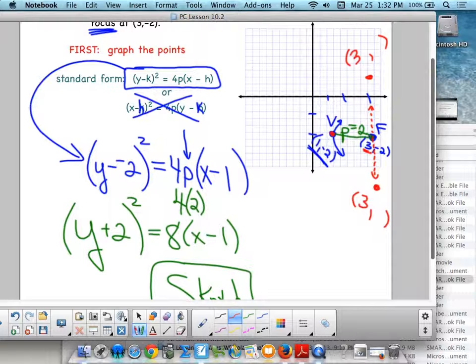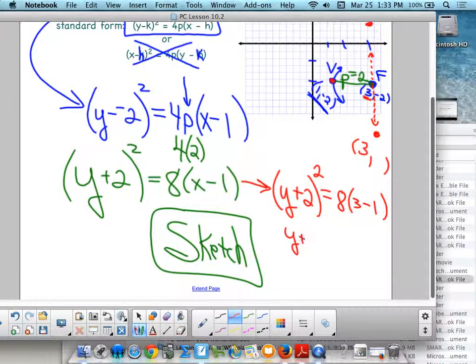There's 2 y's. Okay. So here I go. I'm coming over here. Y plus 2 squared. So the y value I don't know. 8 times what? 3. X minus 1. 3 minus 1. Now your job is to solve for y. Alright, so that's y plus 2 squared. This is 2 times 8, 16.